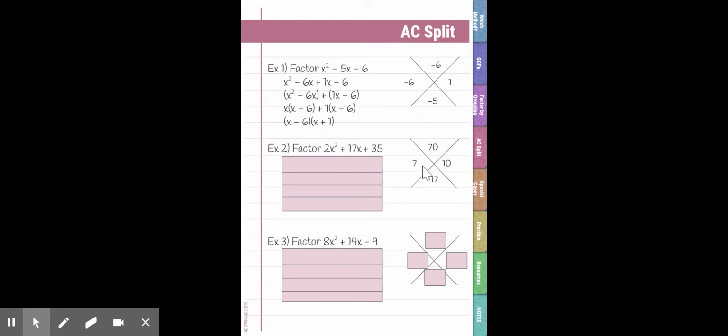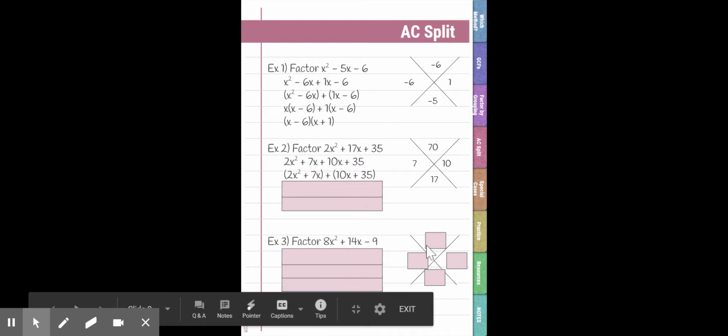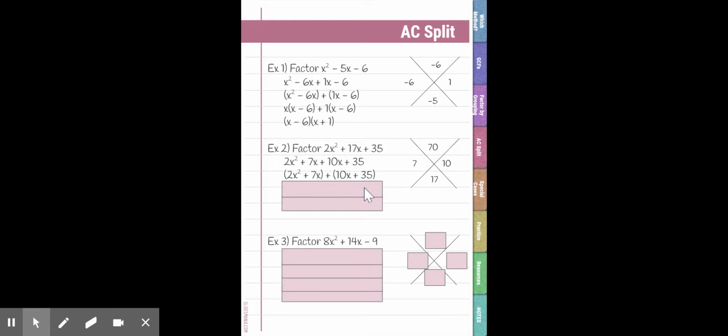I'm going to use those two numbers that we just found to rewrite that with 4 terms. So the first term stays the same, the last term stays the same, and then I split the middle. I'm going to put that into two groups like we did for factor by grouping. And then in my first group, the only thing in common is an x. And in my second group, I can divide both of those by 5.